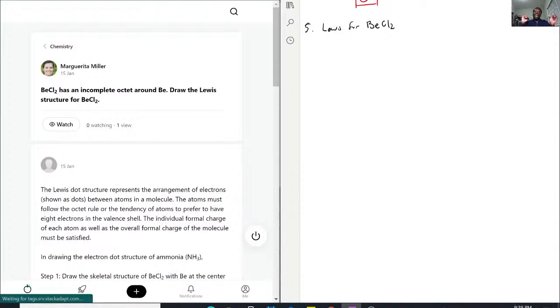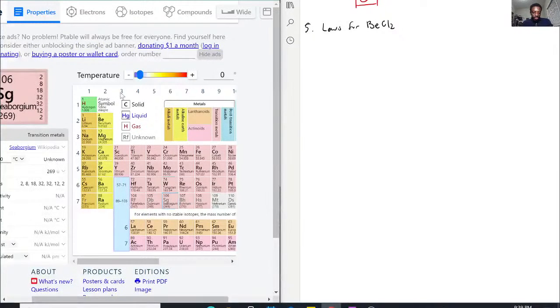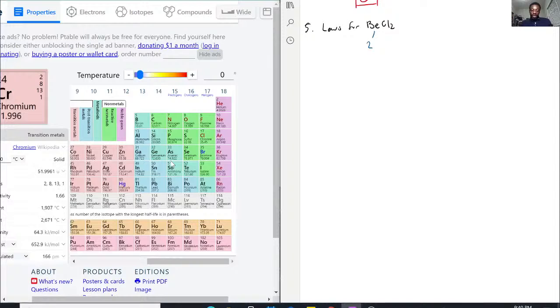So let's go ahead and see how many valence electrons each atom contributes, so that we can get an idea of how many valence electrons we're working with total. So we have beryllium conveniently on the second column. So that'll be 2 electrons. Chlorine, on the other hand, is all the way in the 17th column. So we have 7 electrons times 2. So that'll be 14. Together we have 16 electrons to work with.